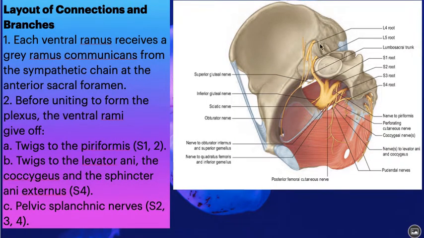Right. So layout, connections and branches. Each ventral ramus receives gray rami communicantes from the sympathetic chain at the anterior sacral foramen. The sympathetic chain is not seen over here. Before uniting to form the plexus, the ventral rami give off twigs to the piriformis, supplying it, twigs to the levator ani, the coccygeus and the sphincter ani externus, and the pelvic splanchnic nerves.